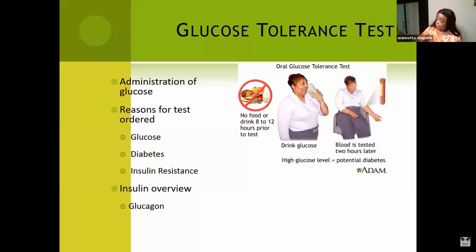And as you can see, sometimes it requires certain things like no food or drinks 8 to 12 hours prior to the test. And then they drink the glucose, and the blood is tested 2 hours later. And of course, high glucose levels are a potential sign of diabetes. So again, this is the glucose tolerance test.